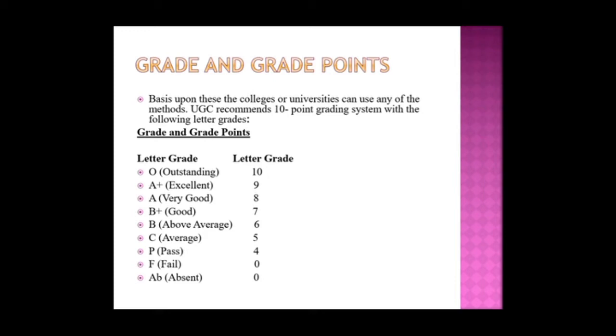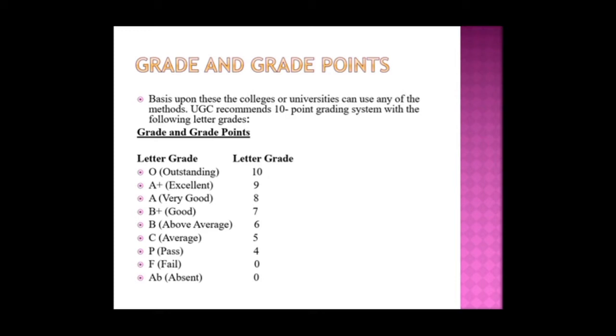Right, there is a 10-point grade system introduced by UGC in the CBCS credit system. You can see here in this video, grade and grade point. Grade is like an alphabet. It is represented by O, A plus, A, B plus, B, C, P, F, AB. In brackets I just mentioned here: O is outstanding, A plus is excellent, A is very good, B plus is good, B is above average, C is average, P is pass, F is fail, and AB means absent.